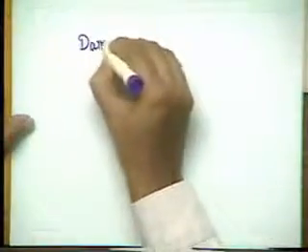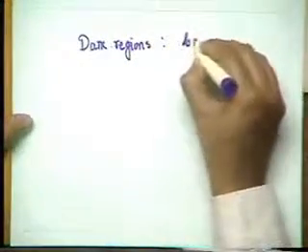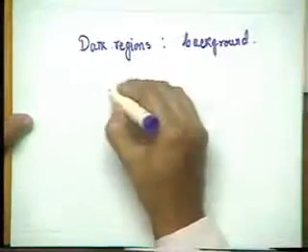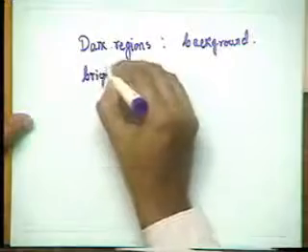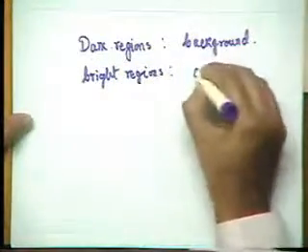Now, let us assume, without loss of generality, that the dark regions correspond to the background. So you assume that the dark regions are nothing but the background, and all the pixels belonging to the bright regions indicate the objects.